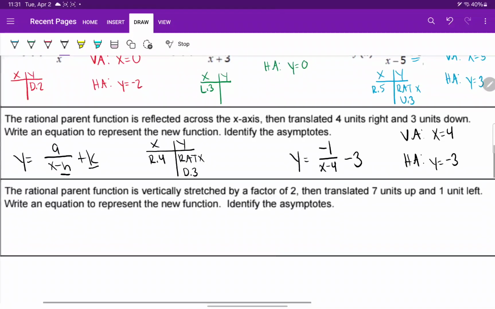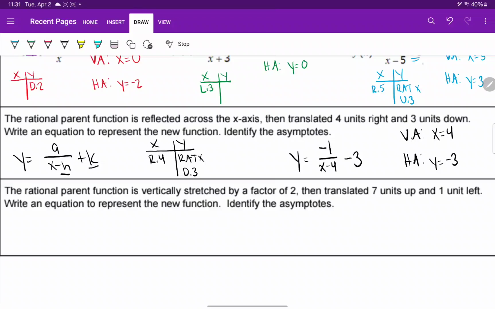All right, let's go ahead and try this next one here. So this one says the rational parent function is vertically stretched by a factor of 2. Okay, so that means the a value is changed to 2. Then translated 7 units up, so k value is going plus 7. And 1 unit left, so that means h is going left 1, okay?